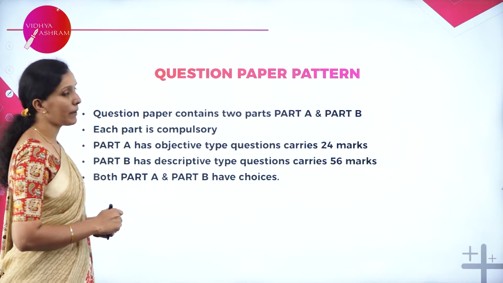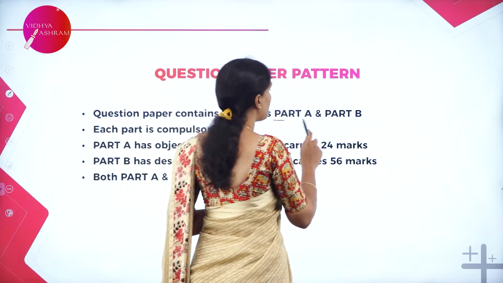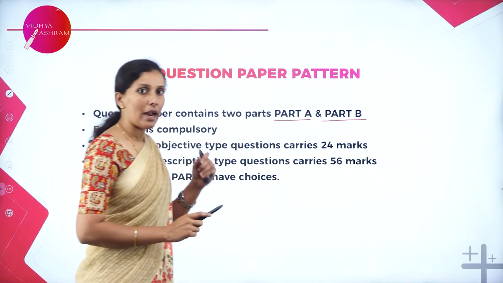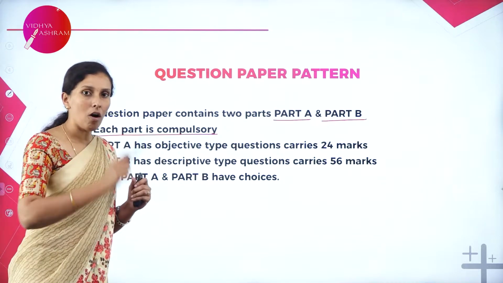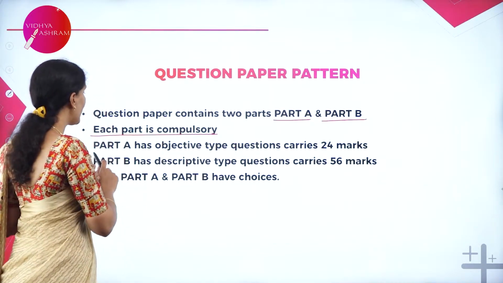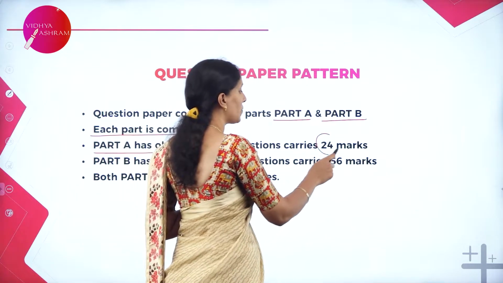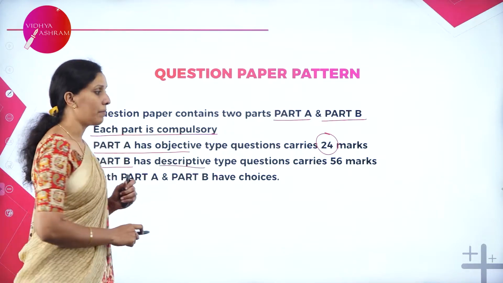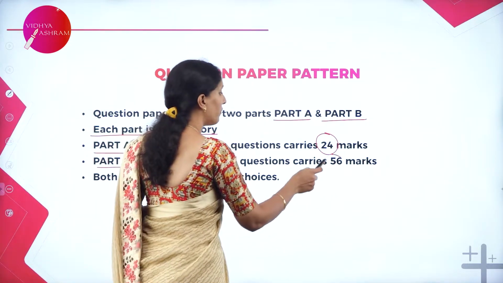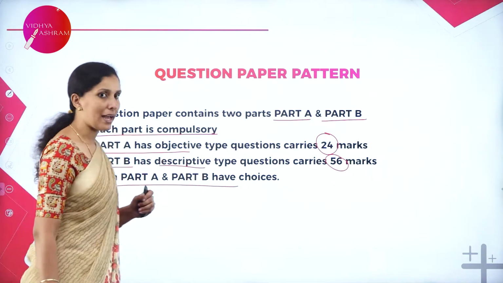Now, question paper pattern. Your question paper contains two parts. One is part A and part B. And here, each part is compulsory. That means you need to attend all questions here. So, part A has objective type questions. Overall, it carries 24 marks. And part B has descriptive type questions and it carries 56 marks. So, both part A and part B have choices.